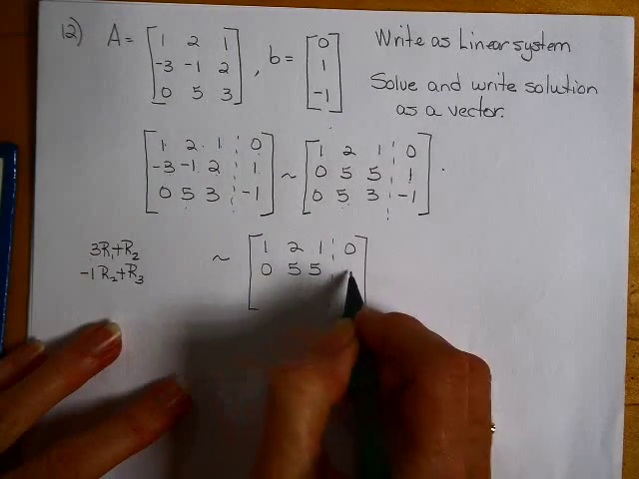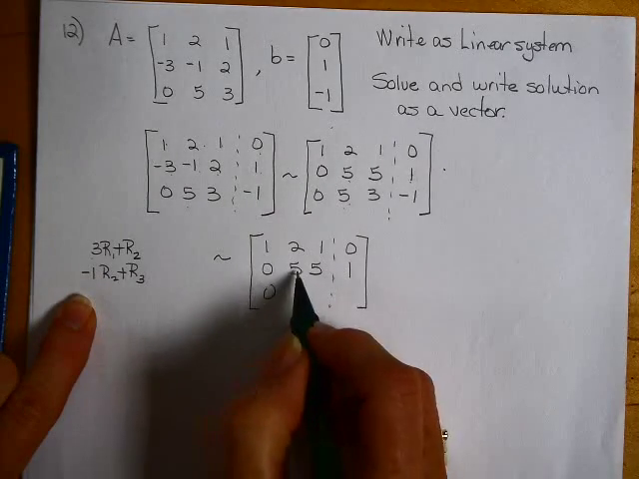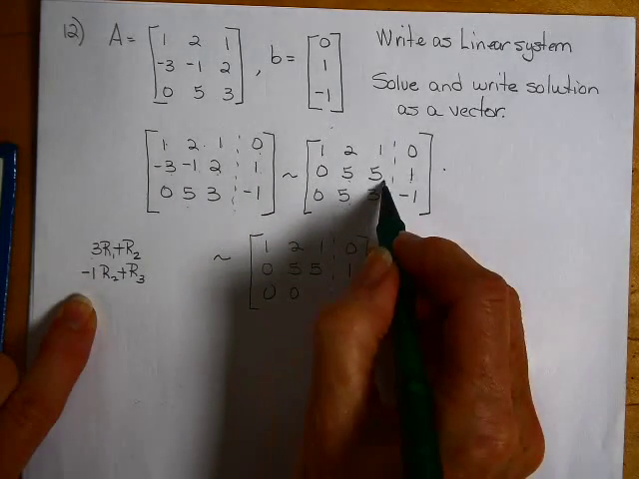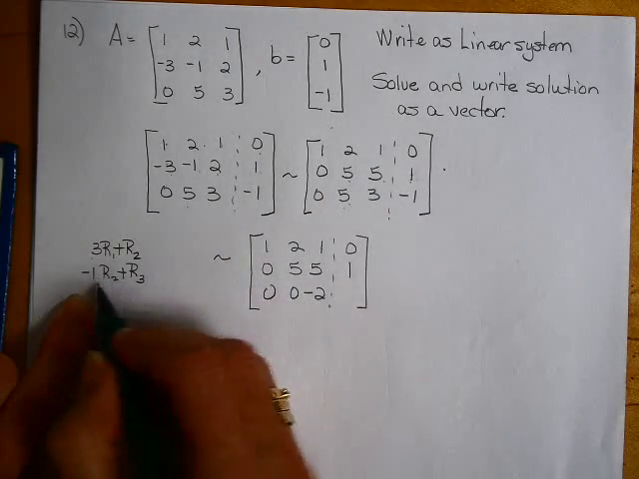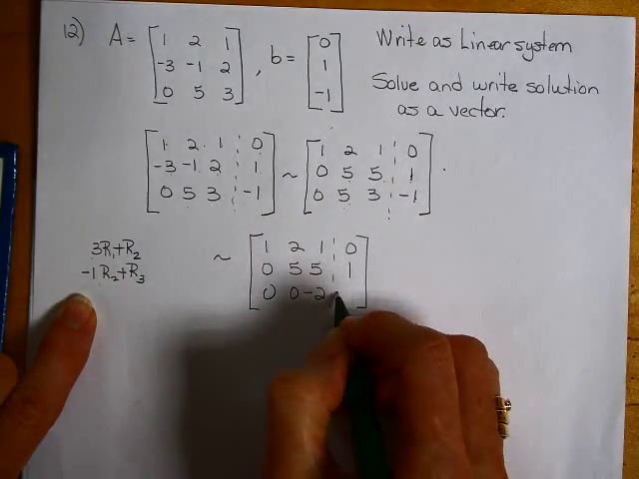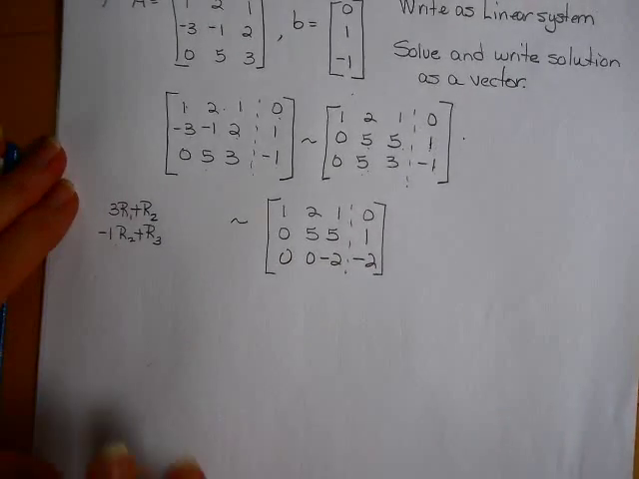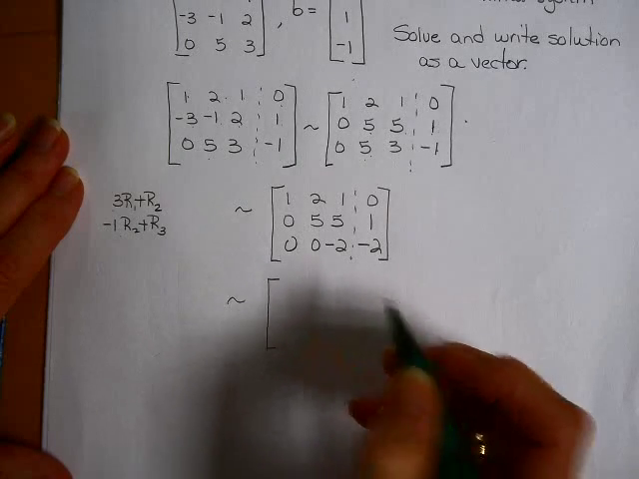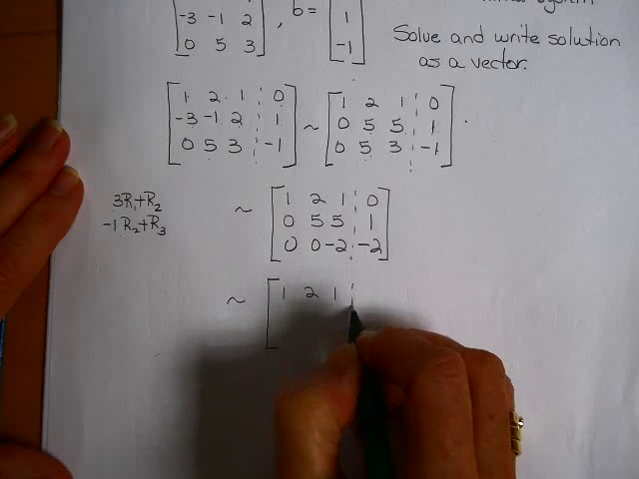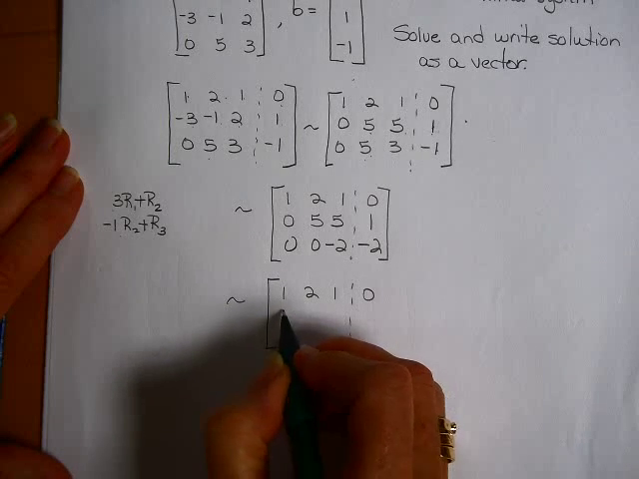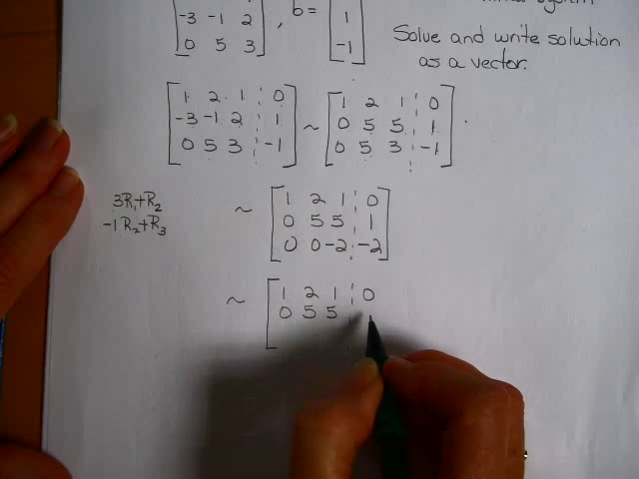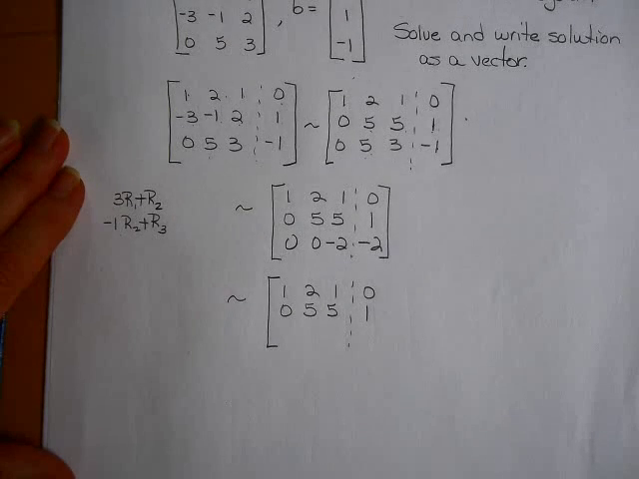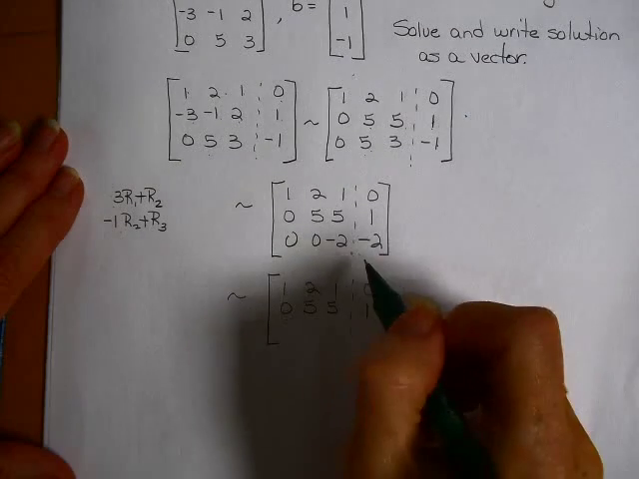0, 5, 5, 1. All right, so negative 1 times that makes that 0. Negative 5 and 3 is negative 2. Negative 1 and negative 1 is also negative 2. Now what? Negative 5 and negative 1 is negative 2. What now? There in that bottom right of that right there.